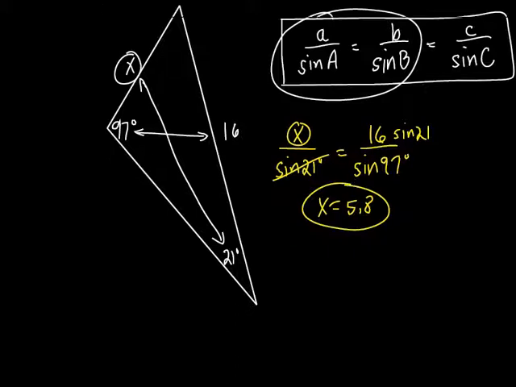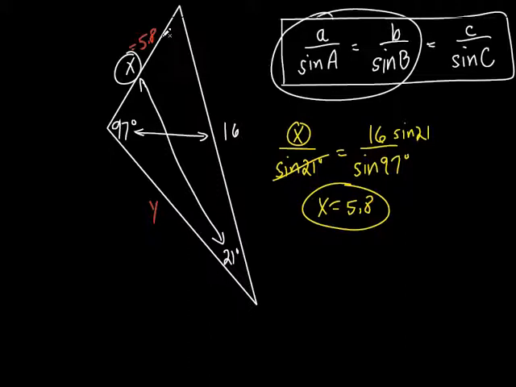What if we wanted to solve, let's stick with this problem. What if we wanted to solve for y? Now we know what x is, right? It's 5.8. What if I wanted to solve for y? You can't just do Pythagorean theorem, can you? Why not? It's not a right triangle. Good. Okay. So what we could do is this, though.